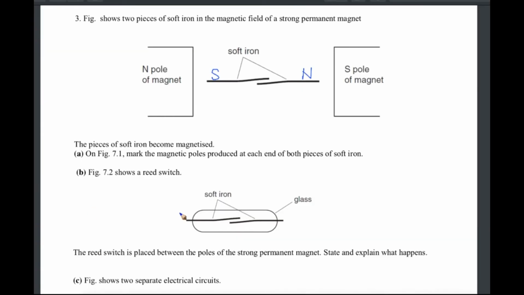In B, figure 7.2 shows a reed switch. The reed switch is placed between the poles of a strong permanent magnet. State and explain what happened. So here these two are unlike poles. So you have to say unlike poles attract and the switch will close.